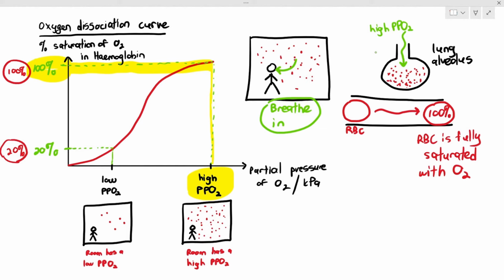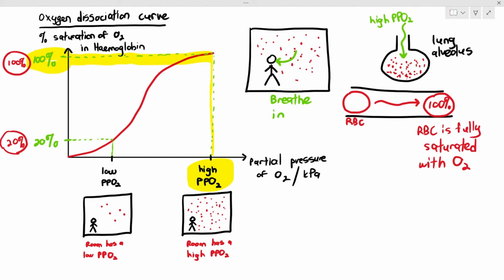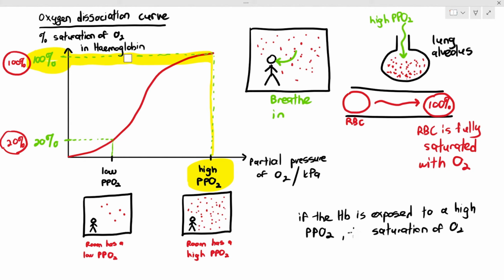Simple, all right? So this is where the first characteristic of hemoglobin is important. If the hemoglobin is exposed to a high partial pressure of oxygen, the percentage saturation of oxygen in hemoglobin will also be high. Very straightforward, quite simple, okay? So students are like, well, yeah, that's obvious.